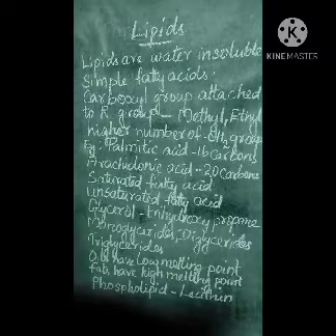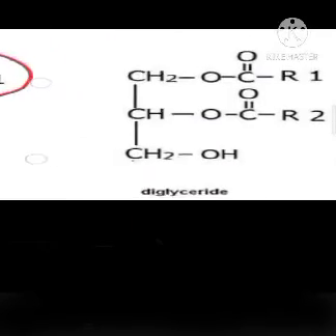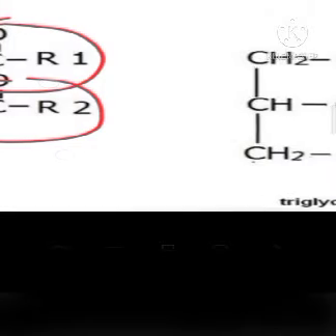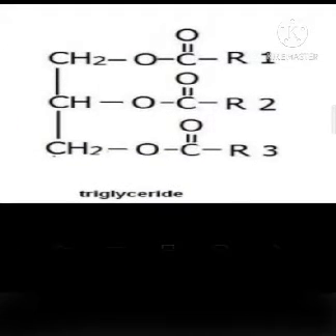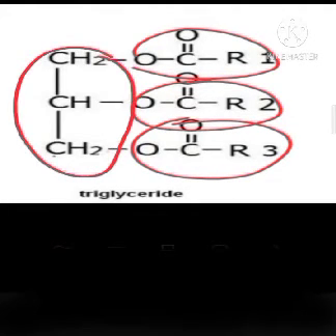This is the structure of monoglyceride. Here you can see one fatty acid is esterified with the one glycerol molecule. This is diglyceride. Here, two fatty acids are found esterified with one glycerol molecule. And this is triglyceride. Here, three fatty acids are found esterified with one glycerol molecule.